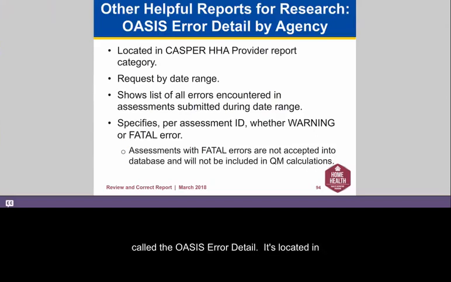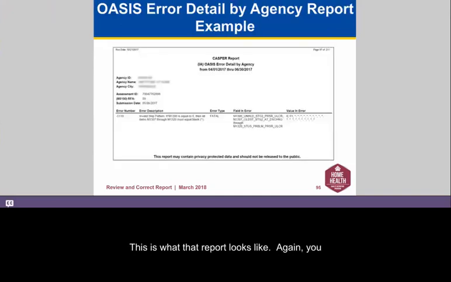There is a report called the OASIS Error Detail. It's located in the CASPER Agency Provider Report category. You request this by date range, and it will show you a completed list of all the errors encountered in your assessments that were submitted during the date range that you have specified. It tells you by assessment ID whether the error was a warning or a fatal error. Assessments with fatal errors are not accepted into the database. They cannot be included in the quality measure calculations. This is what that report looks like.